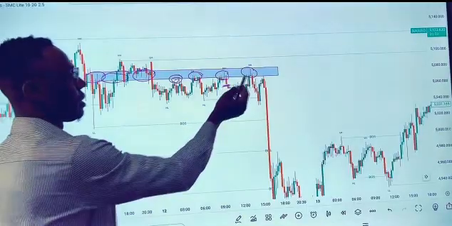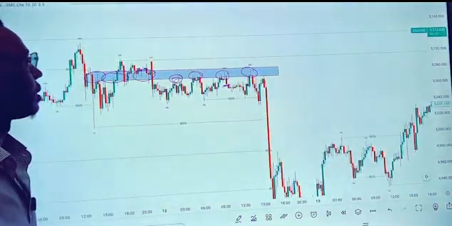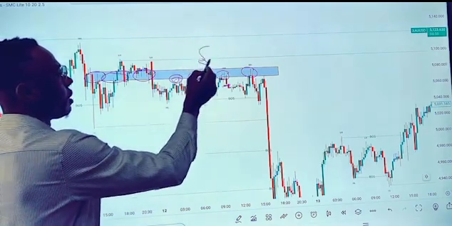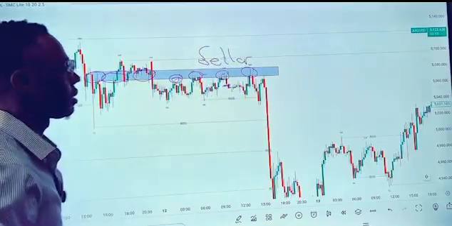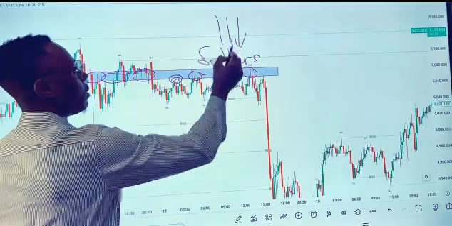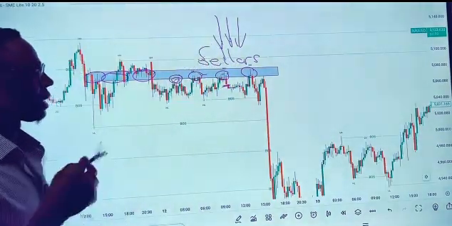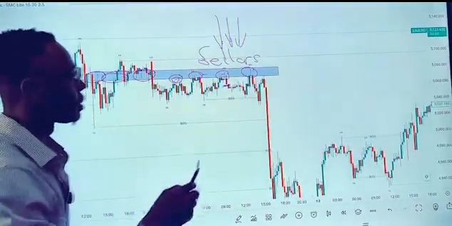You can see from here this candlestick formation, a dragonfly doji. The same thing. It has proven to you that this zone has strong sellers. Sellers are very much stronger here, and they are pushing the price down. But the last one is the most interesting part.